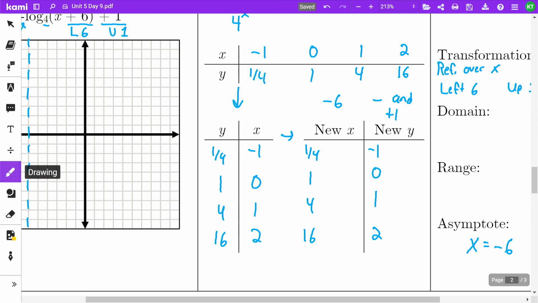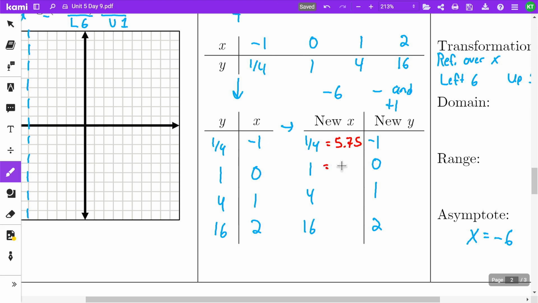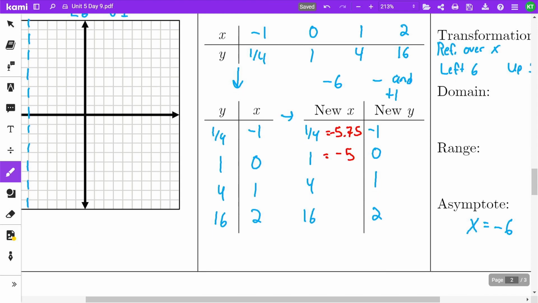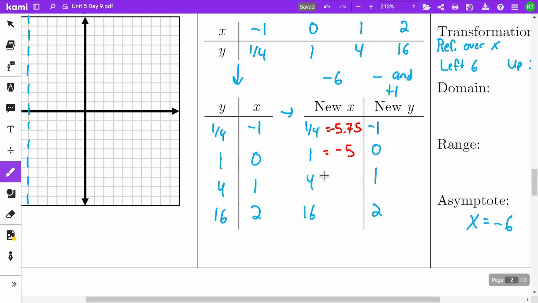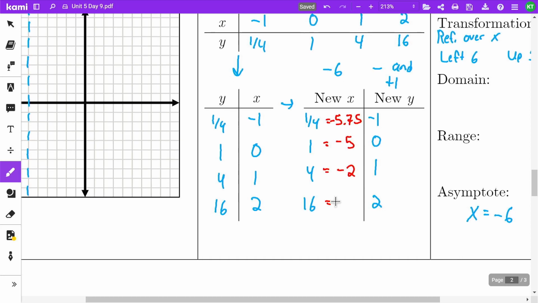And now let's go ahead and apply this. So 1/4 minus 6 will give me 5.75, or 5 3/4. Actually, that's not 5.75, it's negative 5.75. The 1 minus 6 will give me negative 5. 4 minus 6 will give me negative 2. And then 16 minus 6 will give me 10.